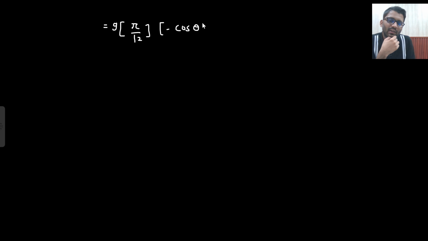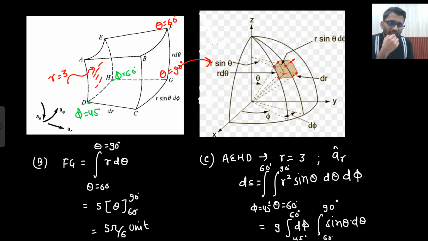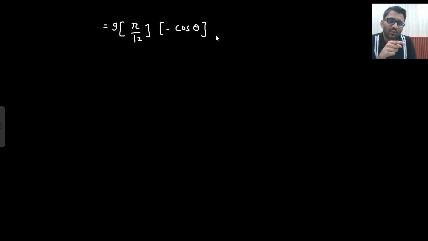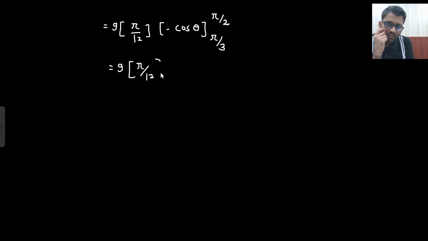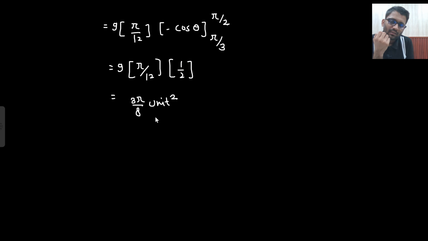Minus cos theta, going from pi by 6 to pi by 3 to pi by 2. Cos pi by 2 is 0, so 0 minus minus, this will be a positive value. What is cos 60? Cos 60 is 1 by 2. So 3 pi by 8. So this is the answer. Sorry, this is not the length, this is the surface area, 3 pi by 8.